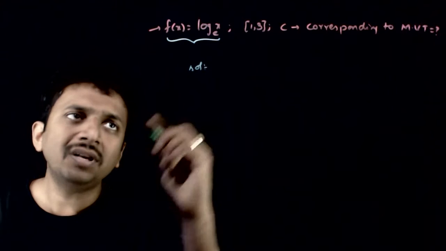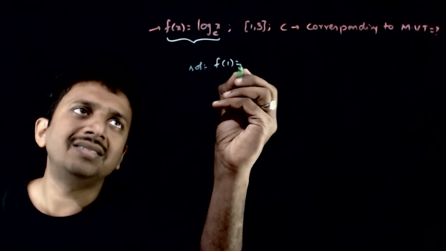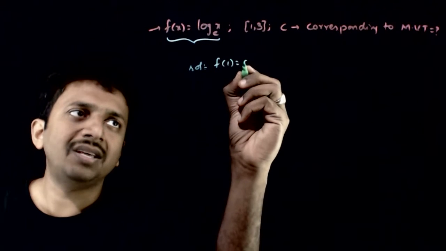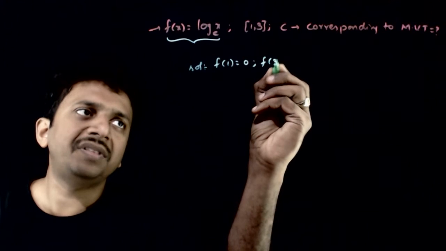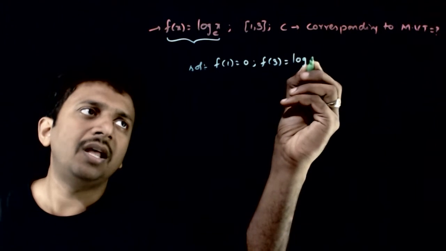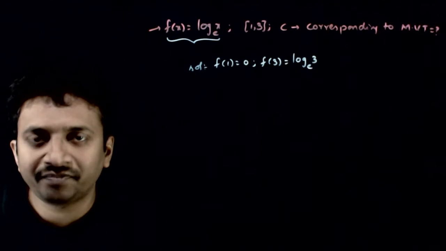And what is f of 1? f of 1 is equal to log 1 to the base e, which is 0. And what is f of 3? f of 3 is nothing but log 3 to the base e.